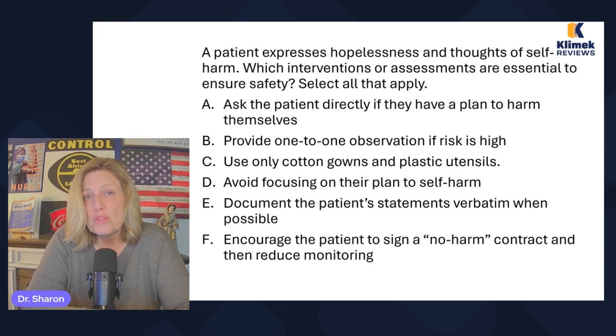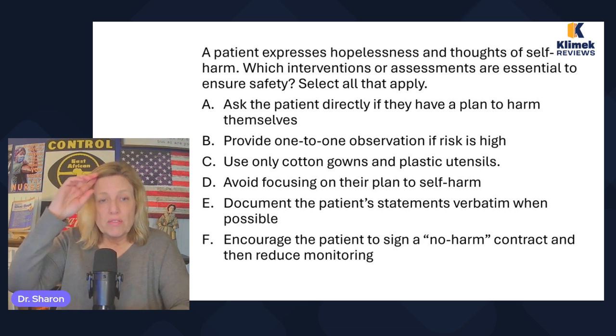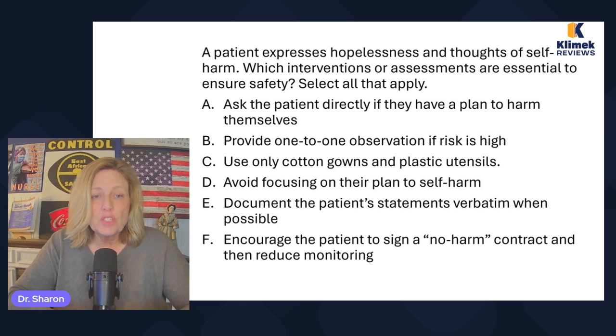Actually, the research shows that saying it out loud does not make them do it. It actually reduces that risk a little bit by confronting it head on. So we're supposed to directly ask them. So that is a true statement. Provide one-to-one observation if the risk is high. If the risk for self-harm is high, that's a true statement. That's just common sense, y'all. You shouldn't have to memorize that.